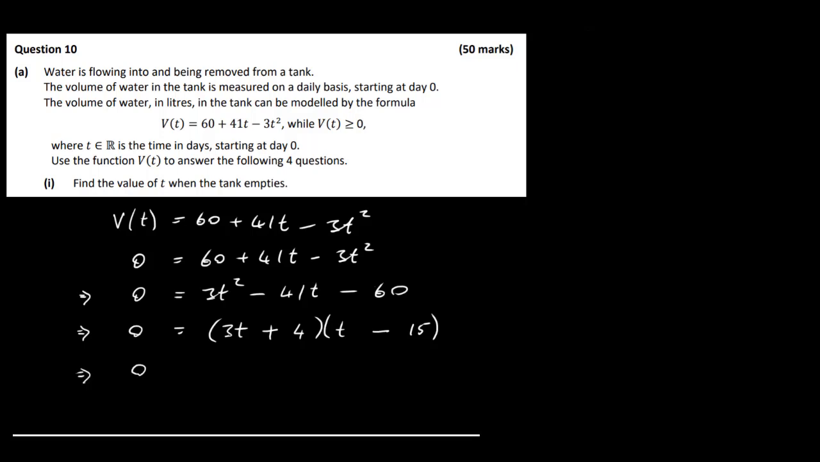So anyway, looking at this then we can see that 3t plus 4 is equal to 0 and t minus 15 is equal to 0. That'll give you t is equal to minus 4 over 3 or 15. Now remember, t is time in days, so we can't have t equal to minus 4 over 3. So the answer here is 15 days. So it takes 15 days for the tank to empty.